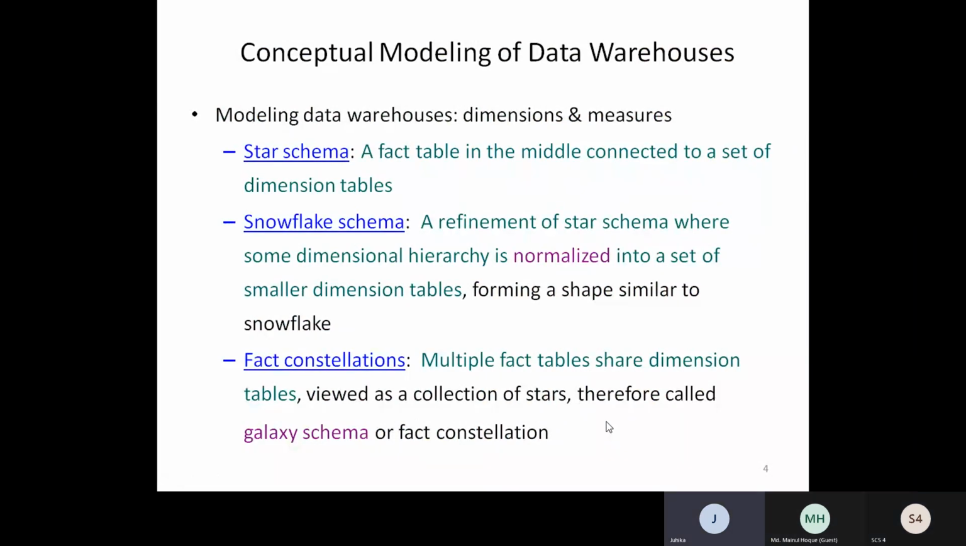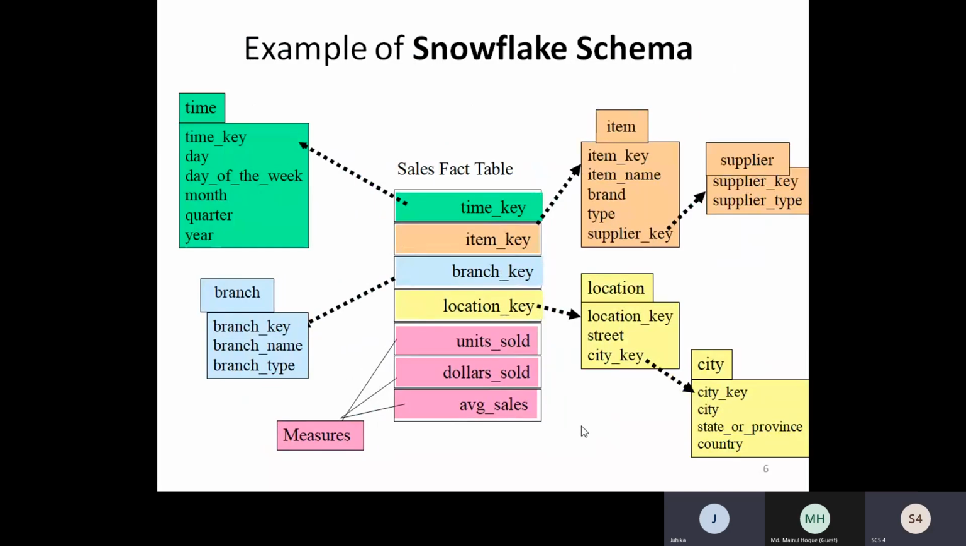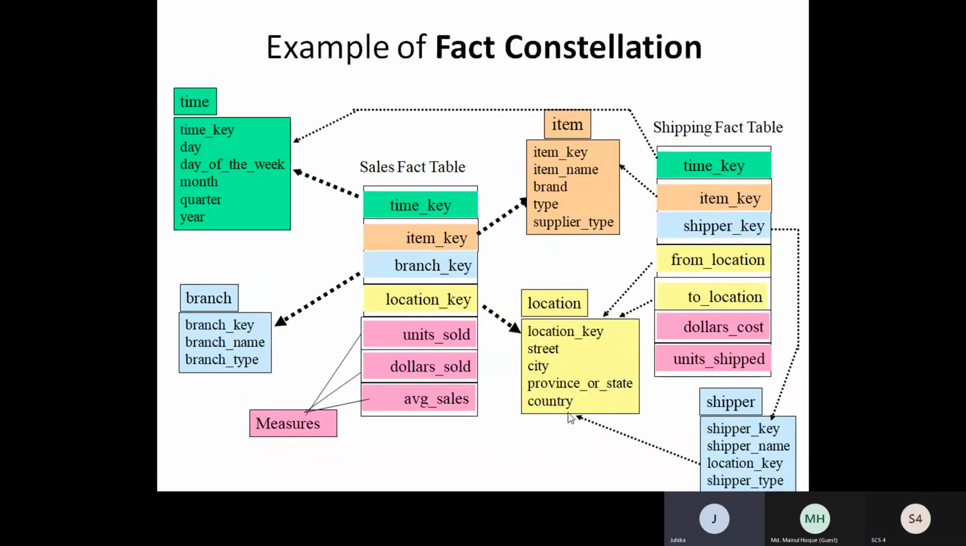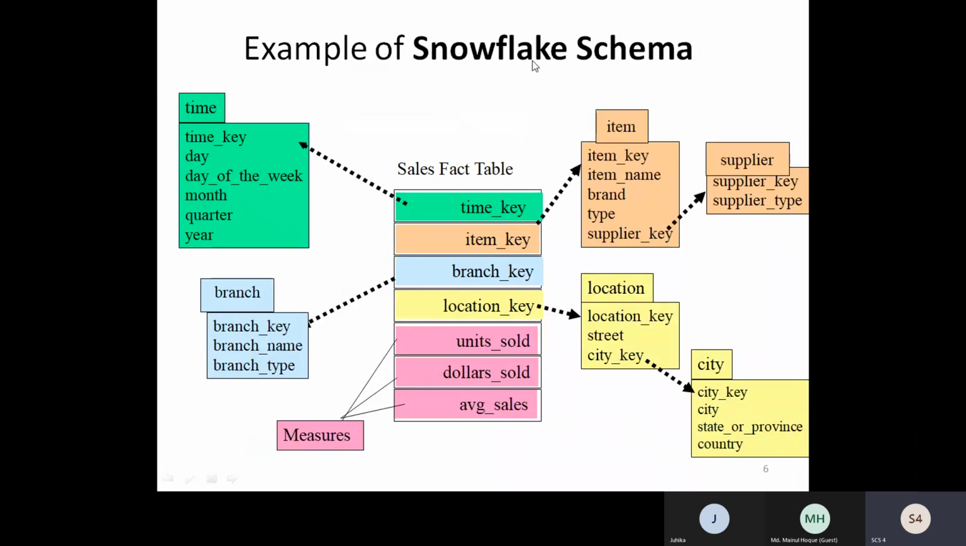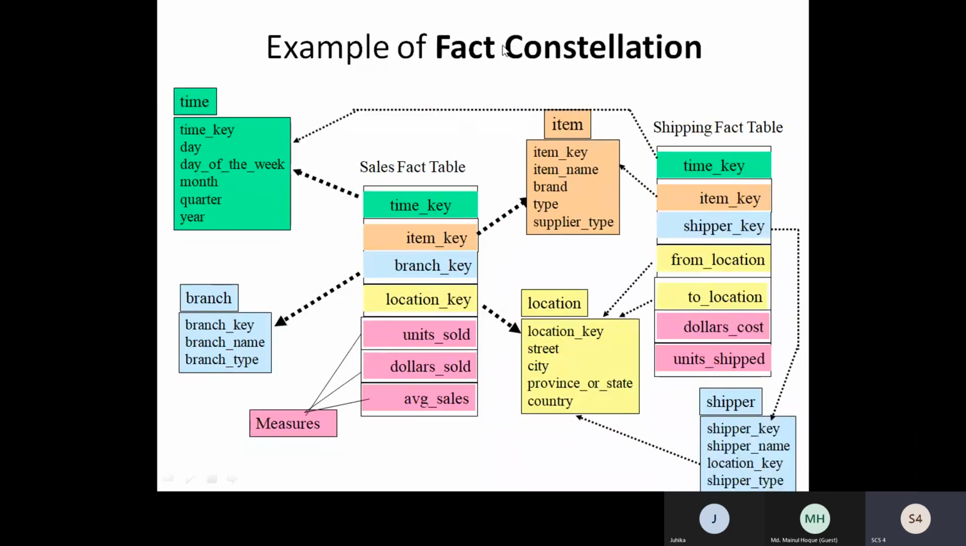Sir, I have one question. Sir, in fact constellation, in the diagram, we can see there are many links. The master table is used to connect the child, and child can also connect to the master. So here the number of links, that means pointers, also increases. Of course. That's why it is more complex. It's the most complex one. Not the snowflake, that is okay, but this one is highly complex.